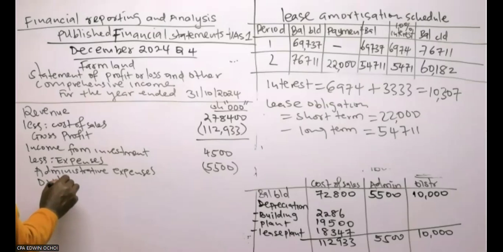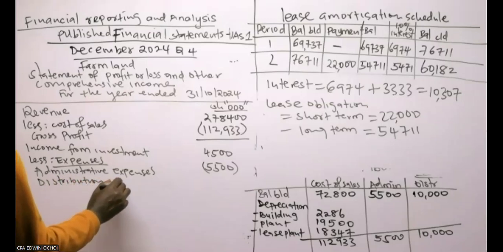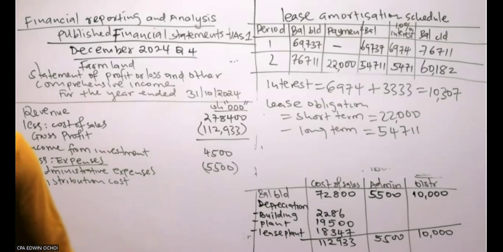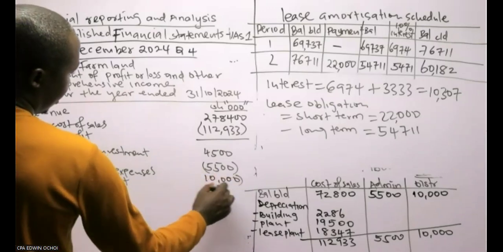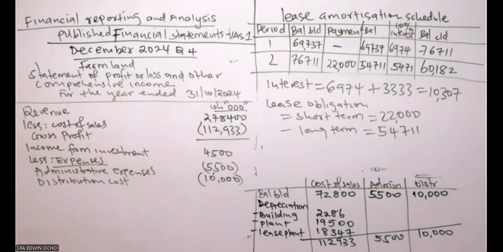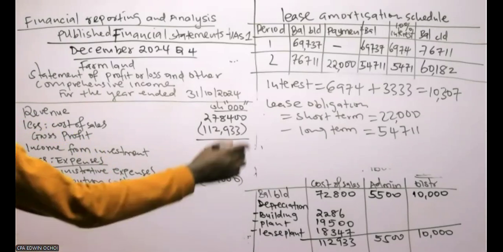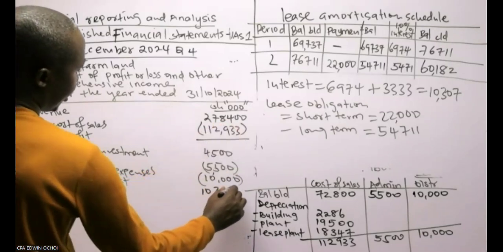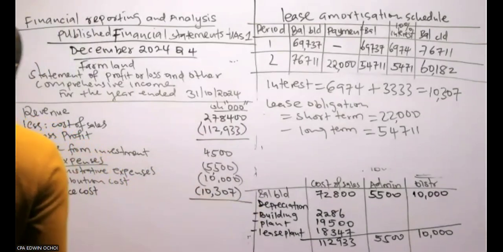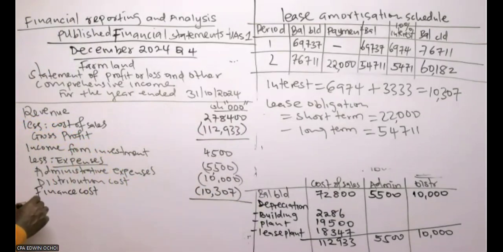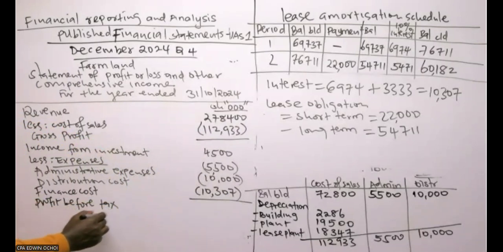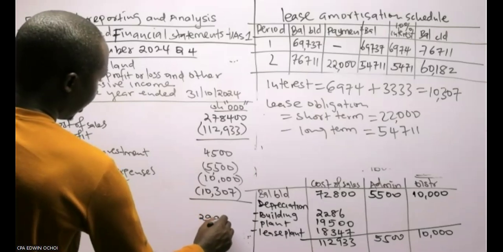Distribution. The distribution cost is 10,000. Then finance cost. Already we know the finance cost. We have done that: 10,307. So up to that point, we have the profit before what? Profit before tax. We know the income tax. We did our working. Income tax was 29,900.